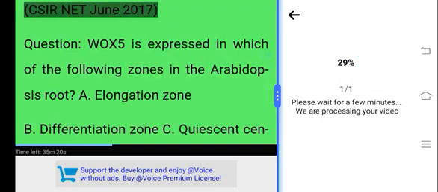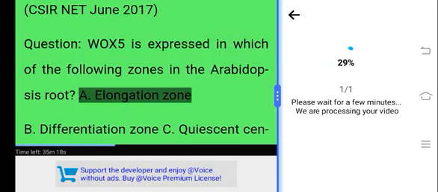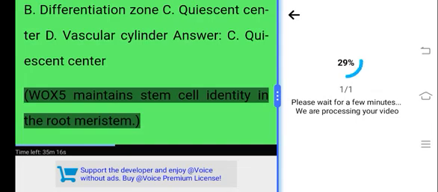CSIR NET June 2017. Question: WOX5 is expressed in which of the following zones in the Arabidopsis root? A, elongation zone. B, differentiation zone. C, quiescent center. D, vascular cylinder. Answer: C, quiescent center. WOX5 maintains stem cell identity in the root meristem.